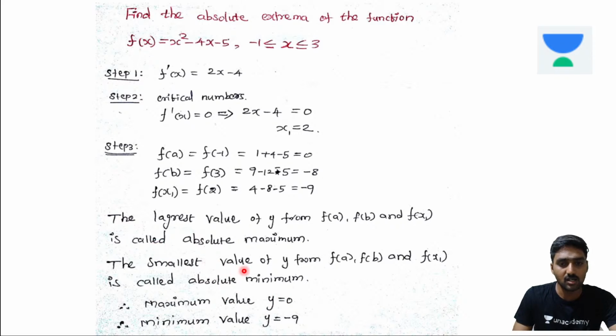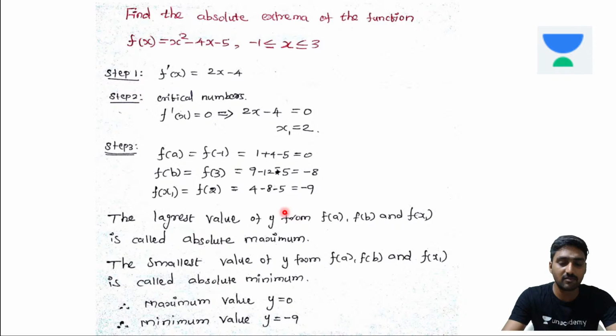Then the smallest value of y from f of a, f of b, f of x1 is called the absolute minima. While comparing these three numbers, minus 9 is the smallest number. So the minimum value of the function is equal to minus 9. I hope it's clear for all the students, right?